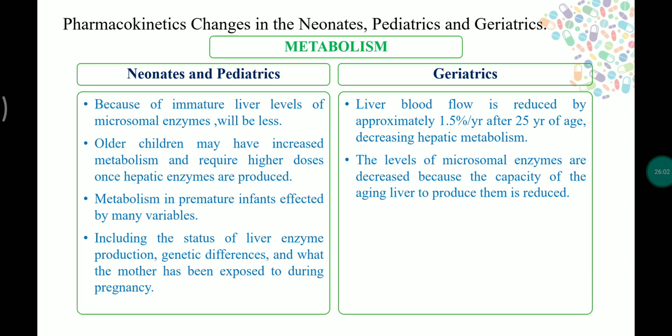Metabolism. In neonates there is decreased liver activity because of immature liver cells, so metabolism is decreased. In geriatrics, hepatic metabolism decreases by 1.5% per year. Every year 1.5% is decreased, so there will not be sufficient metabolism either for elimination or for activation of drugs. Metabolism in premature infants is affected by many variables, including liver enzyme production, genetic differences, etc.